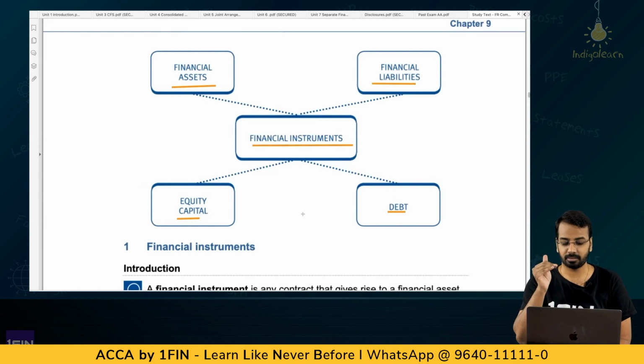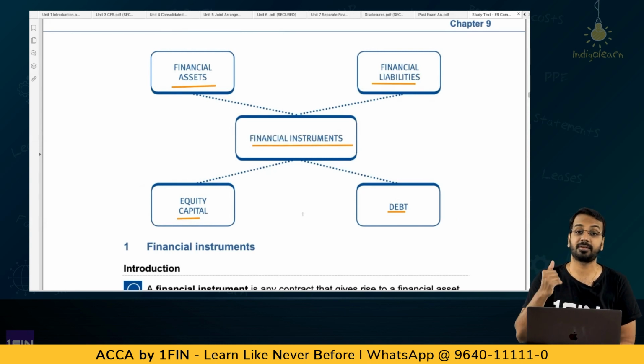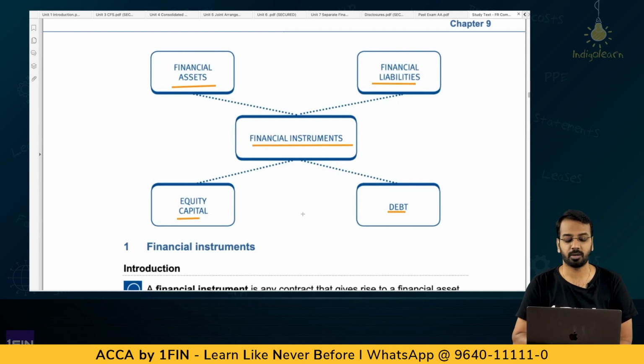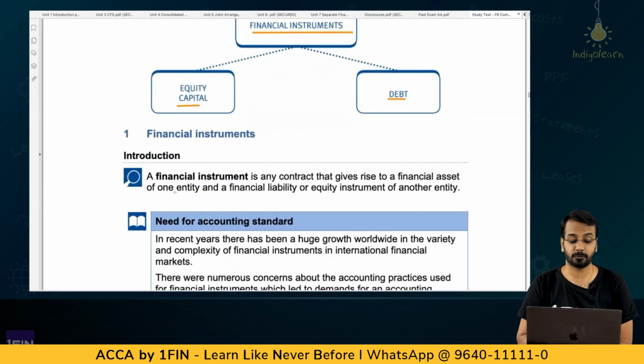And please revise this chapter because this is the first time most of you are getting introduced to this particular topic. Okay. So, what is a financial instrument? A financial instrument is any contract. So, the first thing that we see here is that it is a contract. So, there has to be a contract.